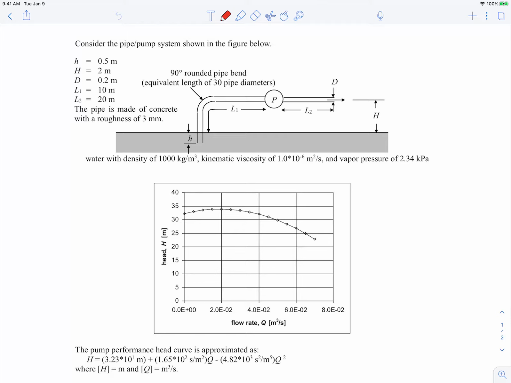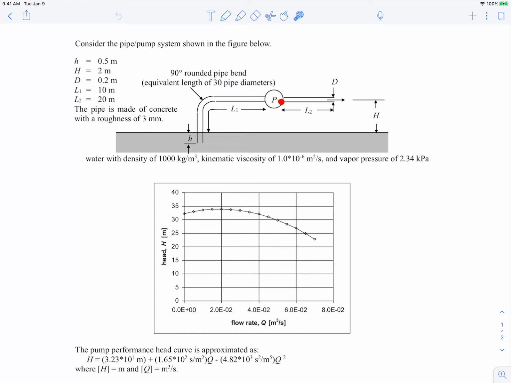Here we have a pump pipe system where we have a pipe leading in that's pulling water from this very large reservoir down here. The inlet of the pipe is a distance little h from the free surface. Then water will go up this pipe through a 90-degree rounded pipe bend. We're given the equivalent length of that pipe bend. We'll come back to that a little bit later, but that's an expression of the minor loss in that pipe.